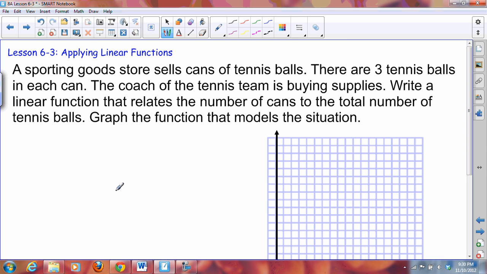Okay, a sporting goods store sells cans of tennis balls. There are 3 tennis balls in each can. The coach of the tennis team is buying supplies. Write a linear function that relates the number of cans to the total number of tennis balls. So we have the total number is 3 times the number of cans. Okay, so y equals 3x.